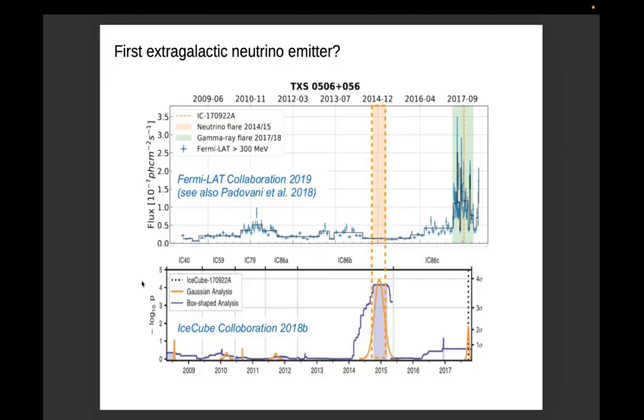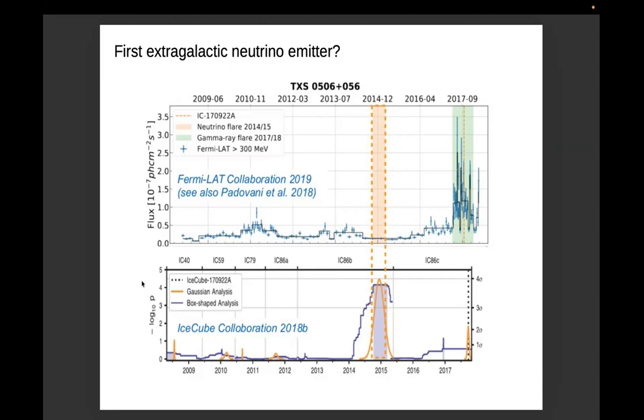Now, in the beginning, both events were used to calculate the significance of association, which was barely 3 sigma. And in fact, this is the best we have so far. Every other association you might hear about, or anything on individual sources, is way below 3 sigma.